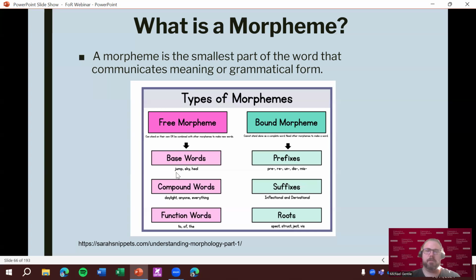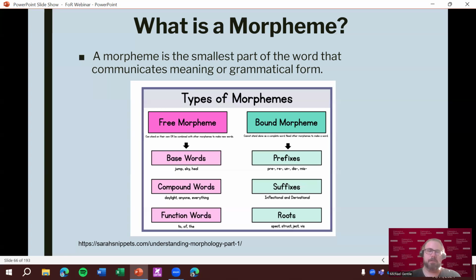So jump is a free morpheme. Jump is the smallest unit that represents the idea of jump up and down, right? Same thing with sky, same thing with heel. These are all single syllable base words. We can also have free morphemes that are compound words. So we have a word like daylight. Now, daylight is a compound word of day and light, but it communicates a single piece of meaning, right? Daylight is a single thing. So it communicates a single part of meaning. And then we have these other words that we kind of don't know what to do with.